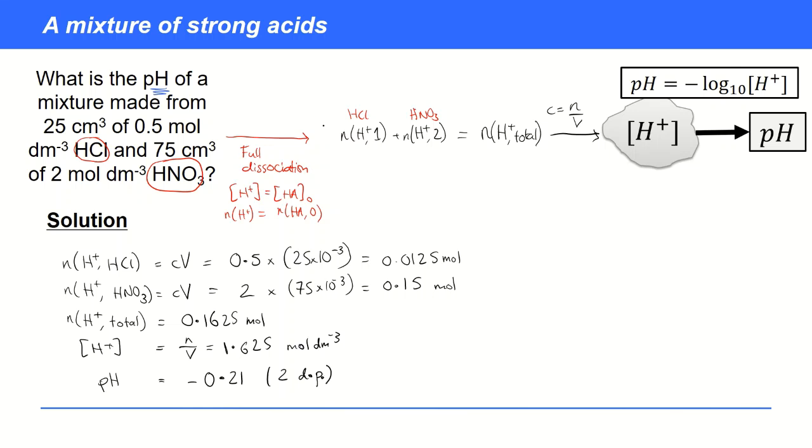So for mixtures of strong acids, you're going to be using this kind of relationship, where you work out the total number of moles of H plus ions by adding together the number of moles of H plus ions from the two species, and making the same assumption, but perhaps more useful in this form: the number of moles of H plus ions is equal to the number of moles of acid molecules that you start off with.